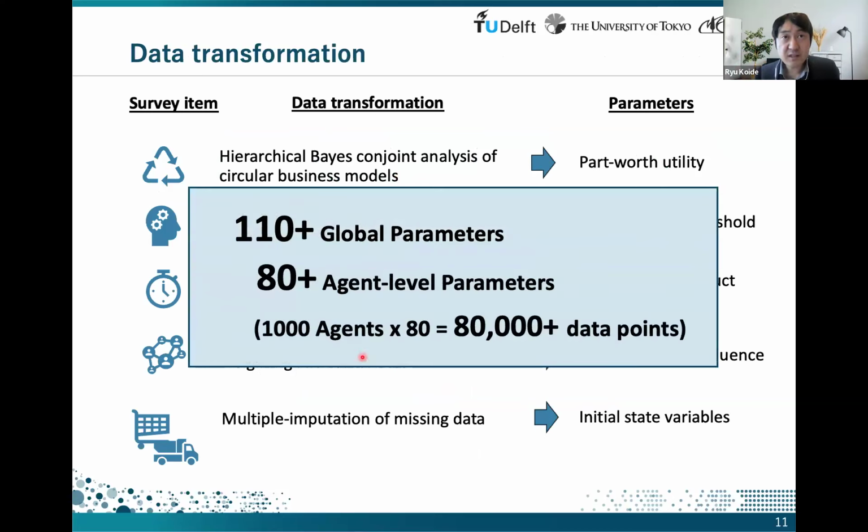And the challenge is that we wanted to represent the heterogeneity of consumers. For example, some consumers never buy circular models, but some consumers are very prone to circular models. So each agent may have different parameters, like 80 parameters per agent. Then if you have 1,000 agents, we need more than 80,000 data points. That's a little bit of work, estimating from the survey.